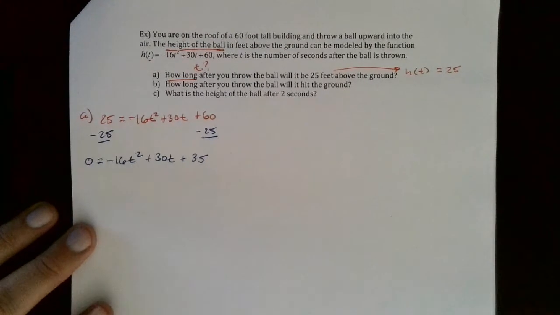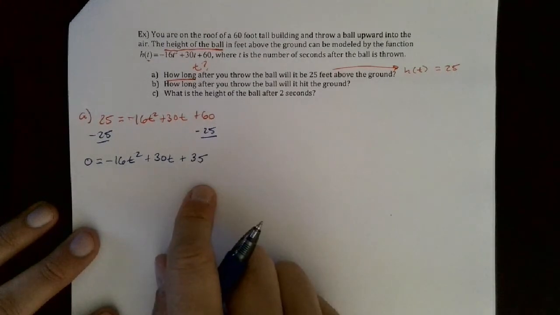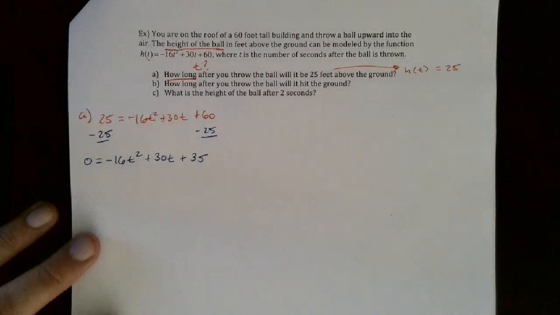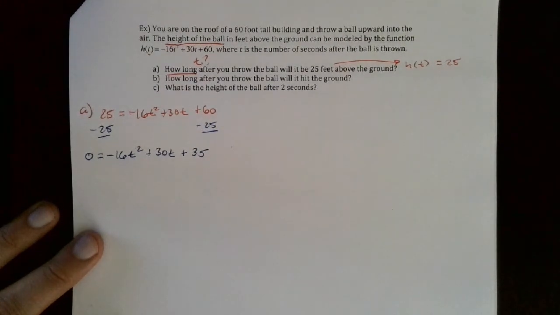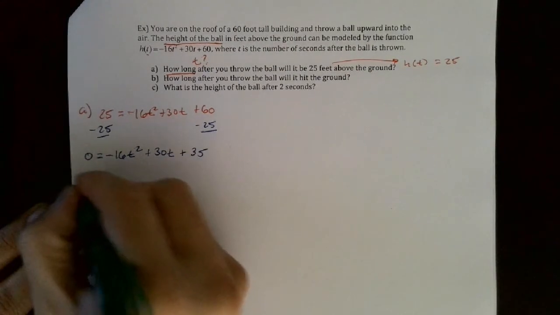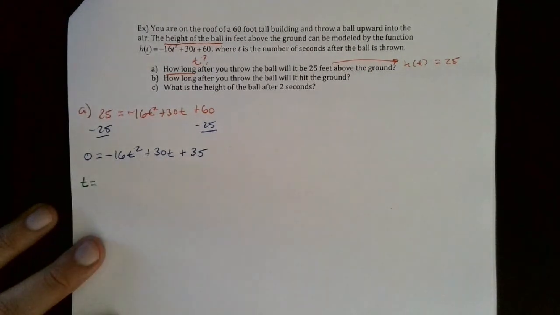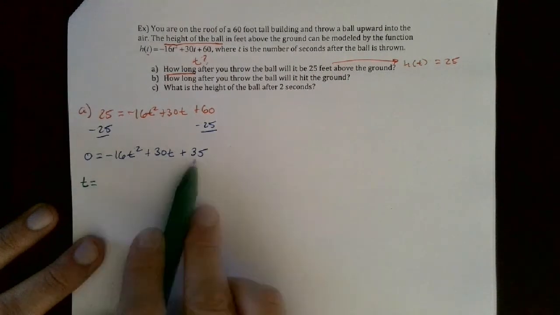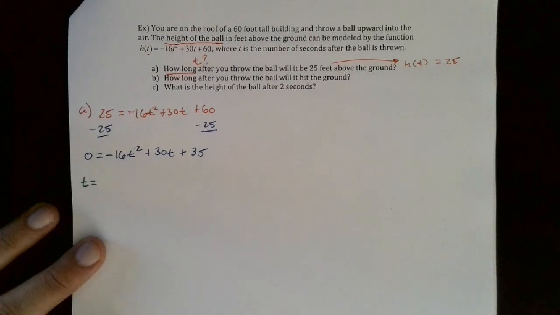Once I've done that, I want to solve this either by factoring or using the quadratic formula. This doesn't look like it factors easily, so let's try the quadratic formula just because we're doing something we learned in this section. Again, I won't write out the quadratic formula, you should already know it, but remember, A is negative 16, B will be 30, and C is 35, right? It comes from the coefficients. Make sure you have this written in descending order.